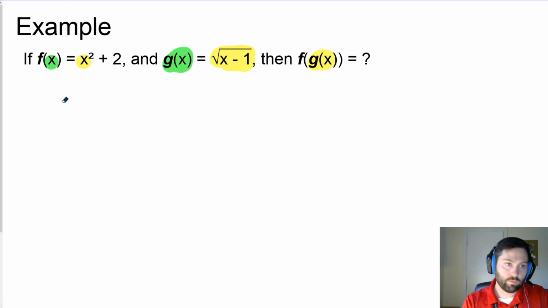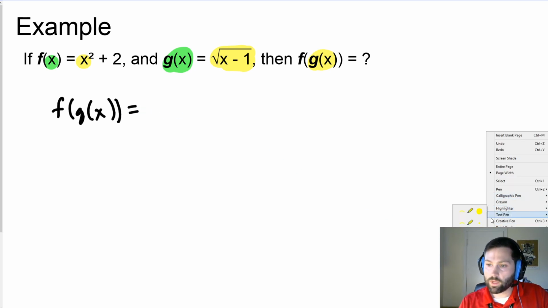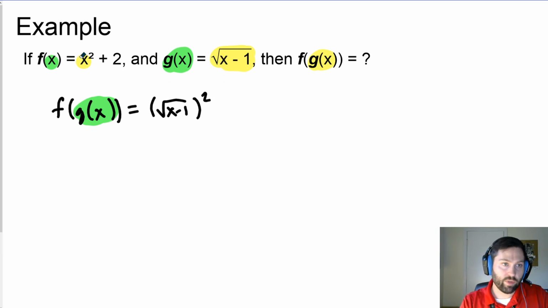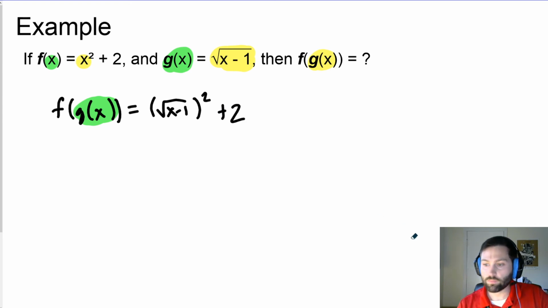So I get f of g of x equals, and the g of x here is in green, that's where it came from. So it equals the square root of x minus 1, squared, because we are replacing this x with this whole expression, plus 2. So I just need to get my yellow highlighter in order to demonstrate that. So this whole expression took the place of x here.